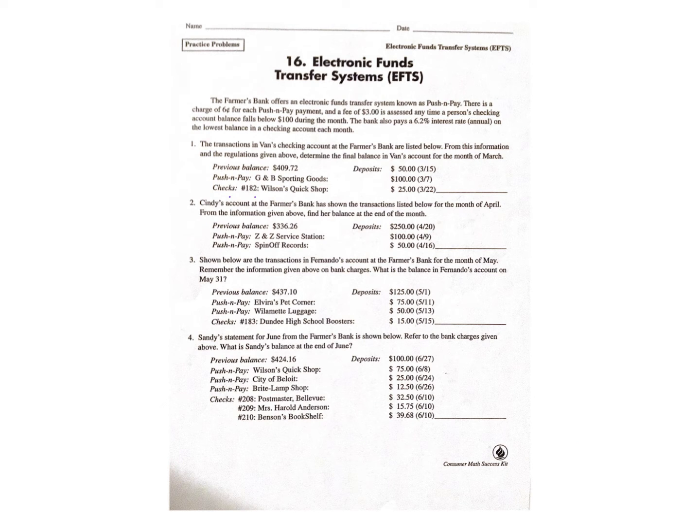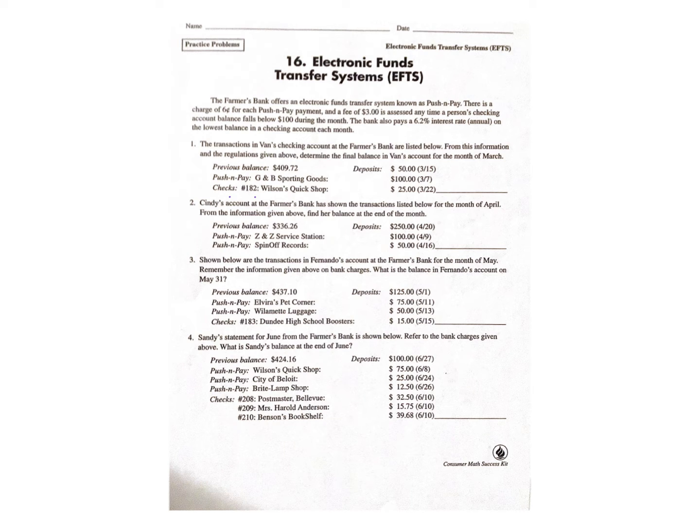So I'm going to do the first example with you here. This one talks about Farmers Bank, and they are known as push and pay. Kind of the same thing. They charge 6 cents for each push and pay payment and a fee of $3 anytime a person's checking account balance falls below $100 during the month. This time, though, it specifies that the 6.2 interest rate is annually.